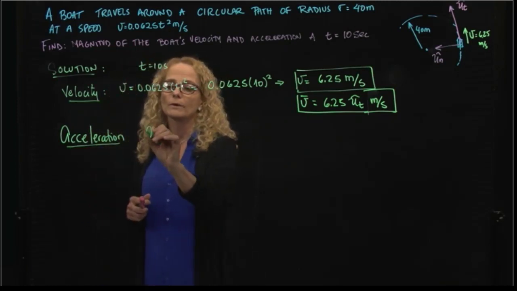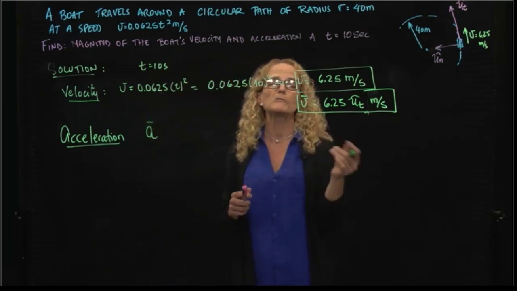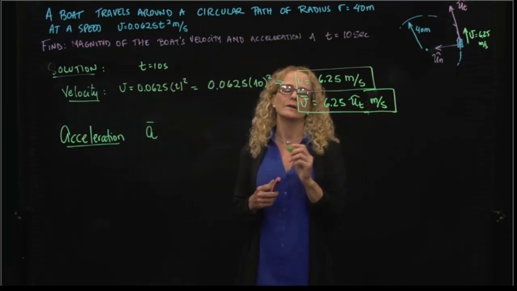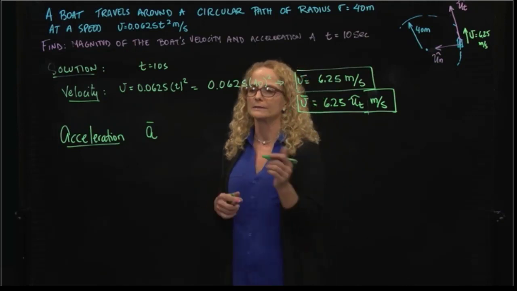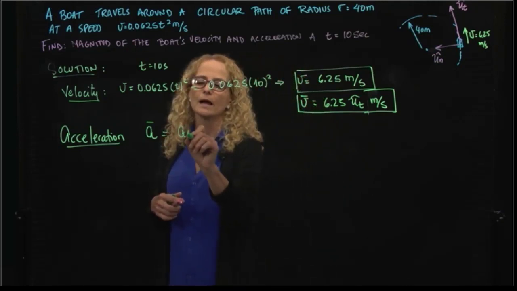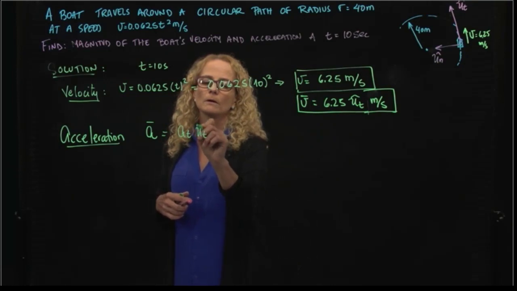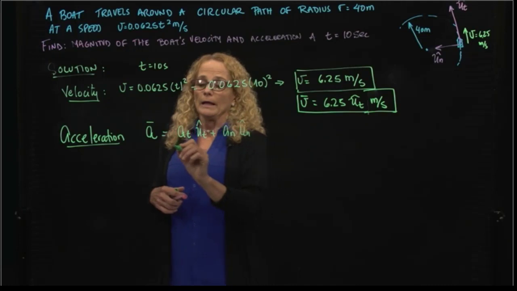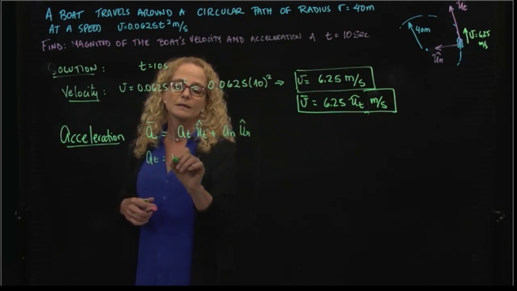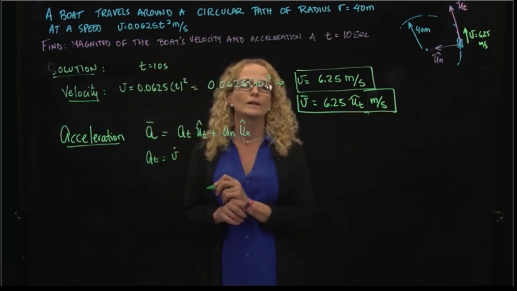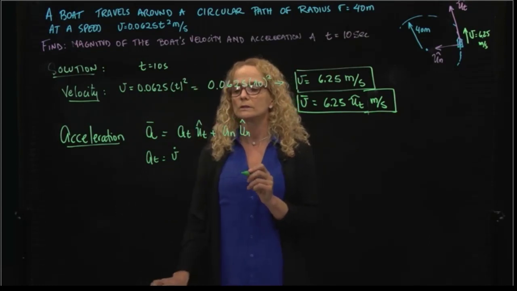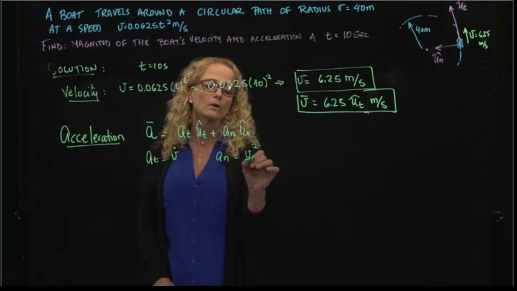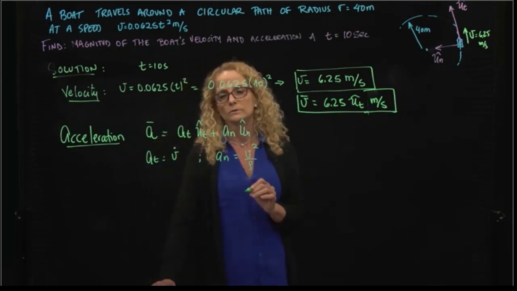We know that whenever we have a curved path, we have two components in our acceleration: a tangent component and a normal component. The tangent component is the derivative of the velocity, and we have the expression of the velocity. And the normal component is the velocity squared over the radius of curvature.